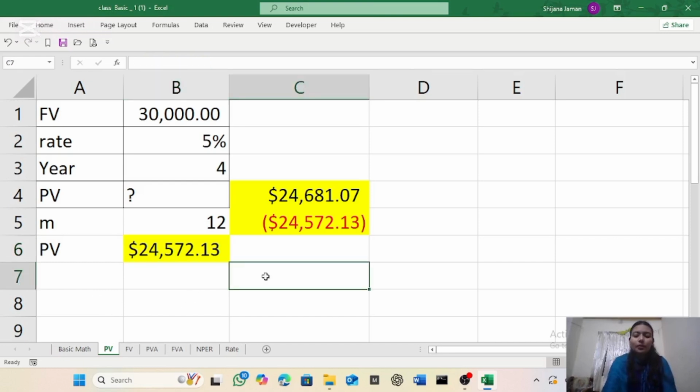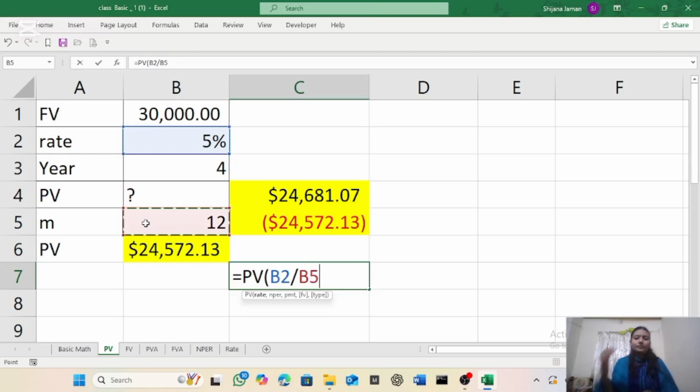That's why we have to press equal. The present value formula would be, first of all we have to put rate, which is 5%, divided by month. Since here month is included, that's why we are dividing rate by month, comma, NPER would be year into month.